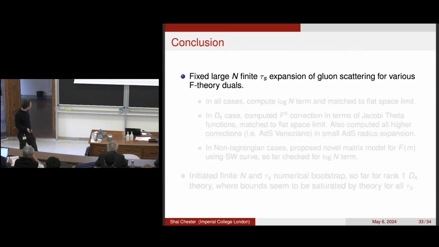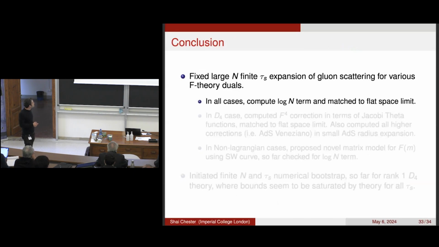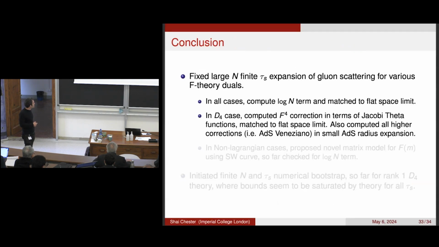Okay, so to conclude, what we did is that we fixed the large n finite tau expansion of gluon scattering for various F-theory duals. In all cases, we computed the log n term, and it matched the flat space limit. In the D4 case, where we had a Lagrangian, we were able to compute the f to the 4 correction in terms of Jacobi theta functions, which we also matched to the flat space limit.